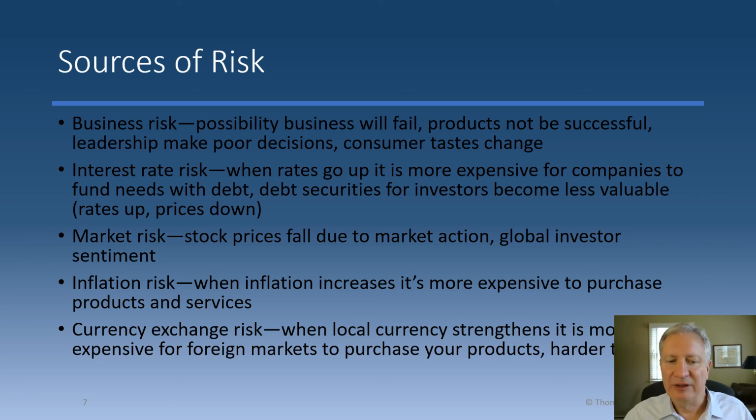Other ones, inflation risk. When inflation increases, it's more expensive to purchase products and services. This is back to my first slide, or second or third. When you put your money under your mattress, if inflation goes up, it's more harmful for you because your money is less valuable in the future. And currency exchange risk. When local currency strengthens, it's harder or more expensive for foreign markets to buy your products, and so it's harder to ship them abroad when you have a strong local currency. So these are some sources of risk.